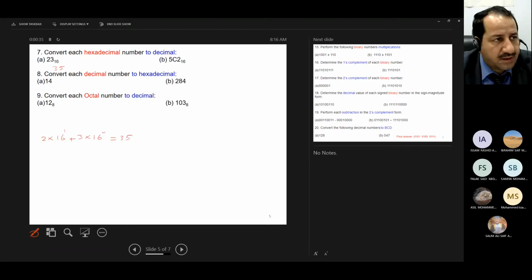Now, the second one is hexadecimal, okay? So we will write it in this way. 5 raised to power 16, I will put the power later, plus C, which is 12, right? C is 12, 16 raised to power, I will put it later, and 2 times 16 to power 0. Here 1, and here 2. The result expected to be how much? Can you help me with the calculator?